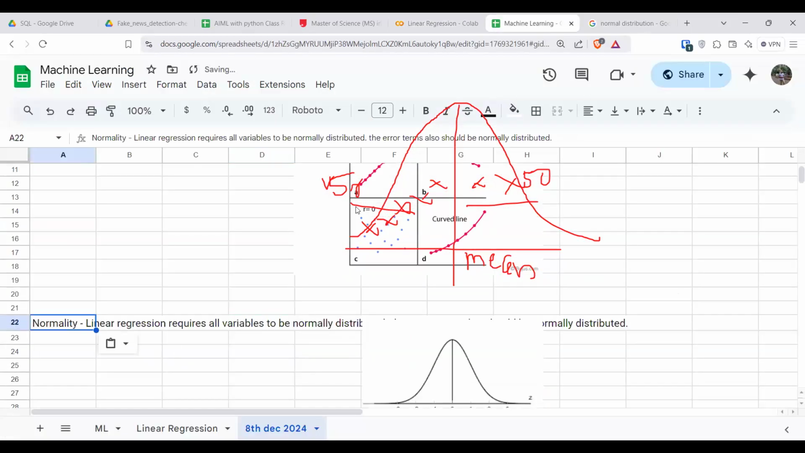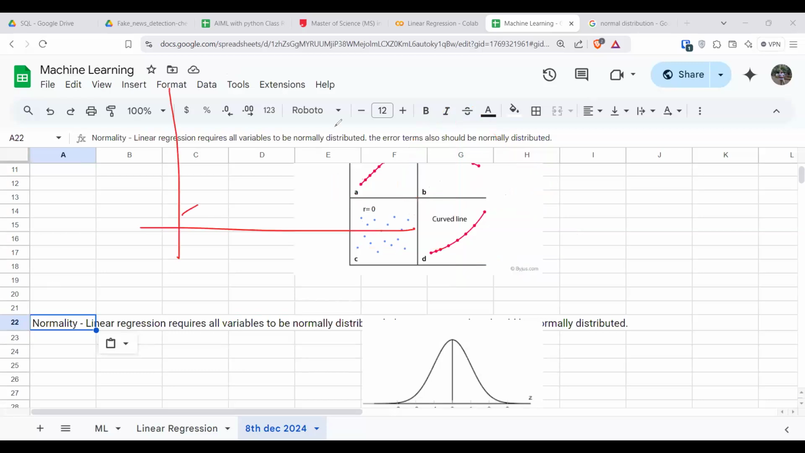So what is your error term? For example, this is your line, and these are the actual data points. This is your error term. This is your error term. This is your error. This is your error. So this is, let's say, -4, -5, and this is +2, +3.